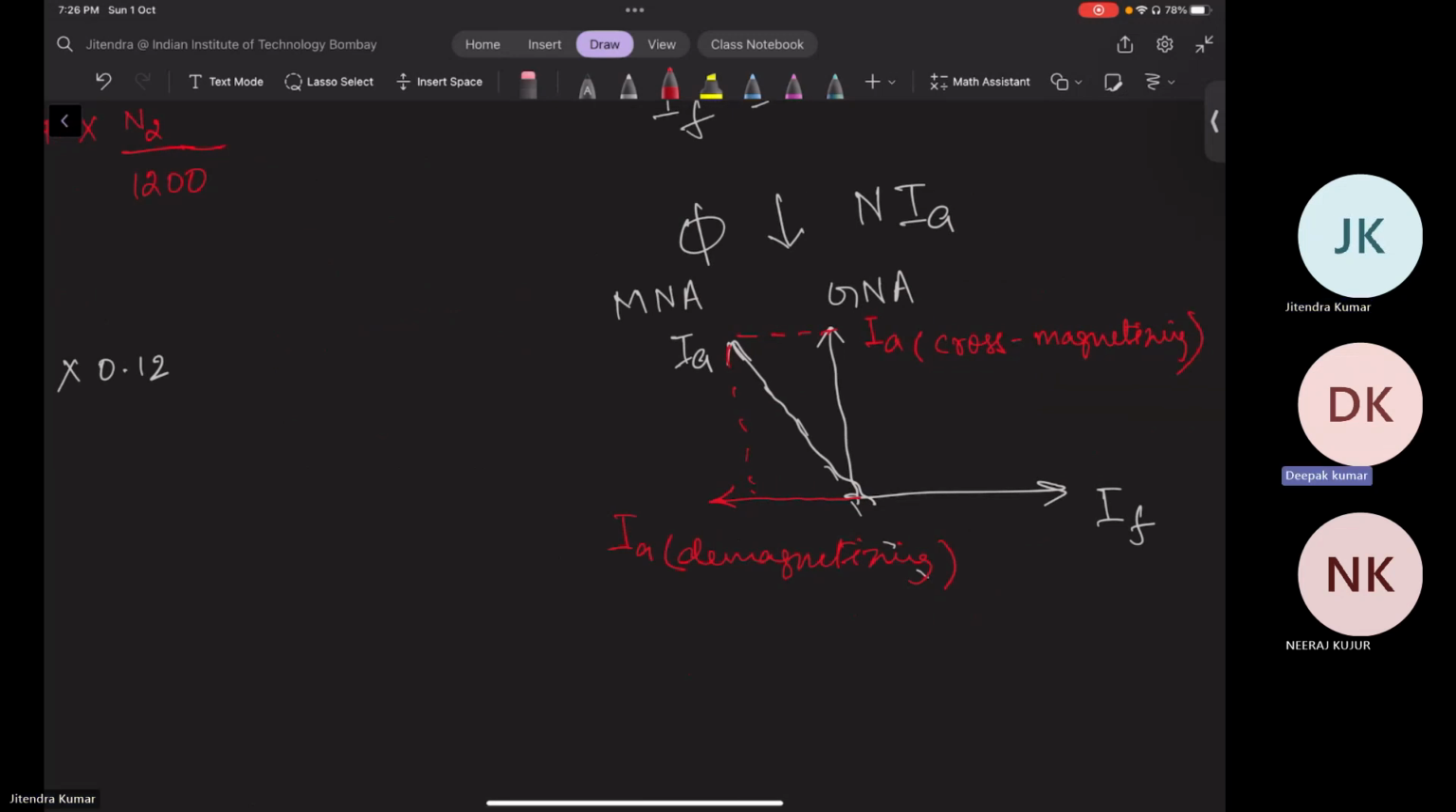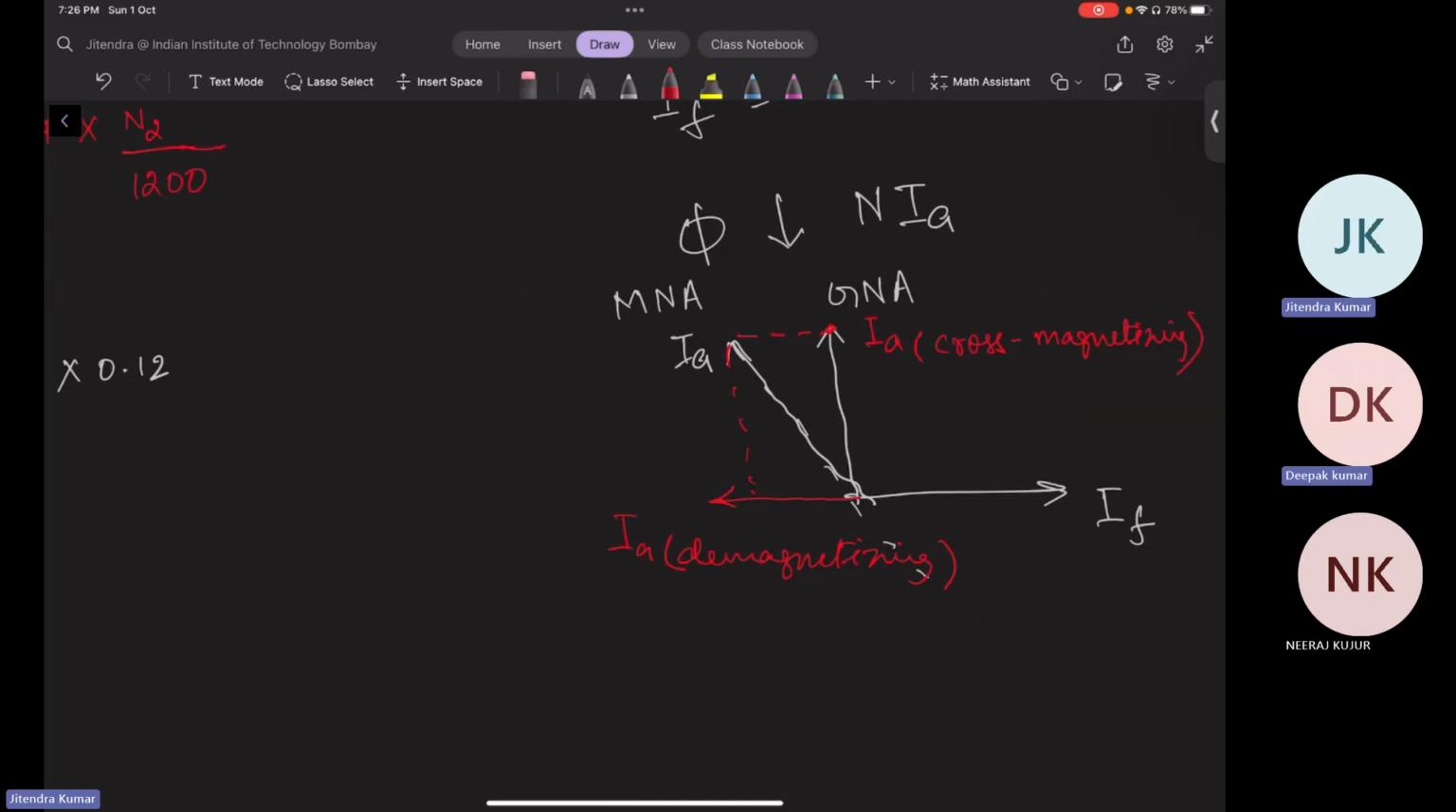Yes, sir. And sir, our GNA will never shift anywhere. GNA is fixed. It is fixed at the cross magnetizing point, right? This is the point which is fixed. What shifts is your magnetically neutral axis.